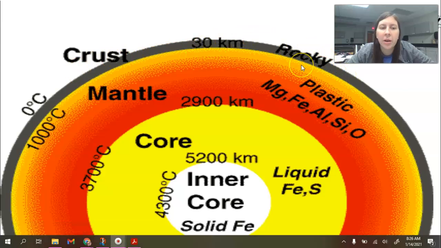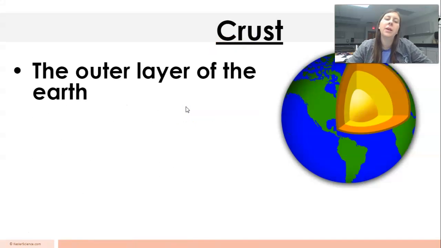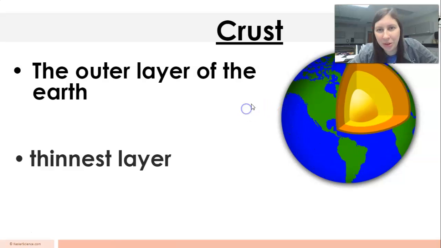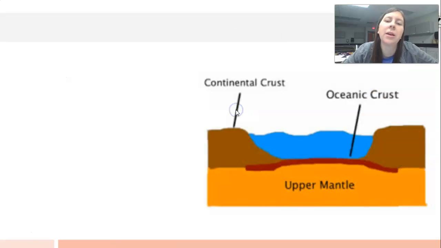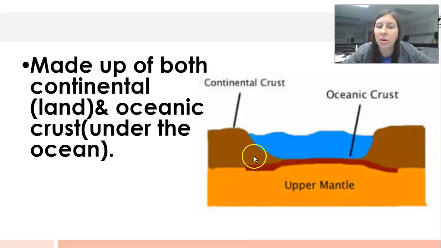It's very rocky, and we're going to start talking about the crust first. It's the outer layer of the Earth. It's the part of the Earth we are most familiar with. It's the thinnest layer, and it is made up of two different types of crust. So we have continental crust here, which makes up the land. And then we also have oceanic crust, which is the crust that's beneath oceans.